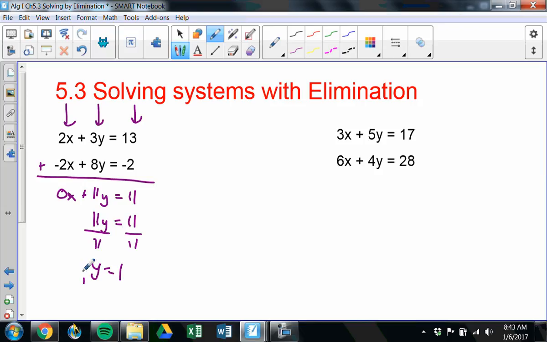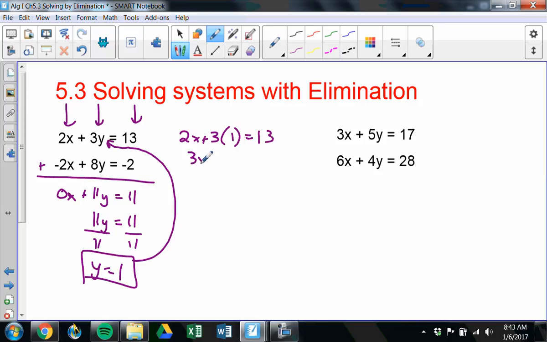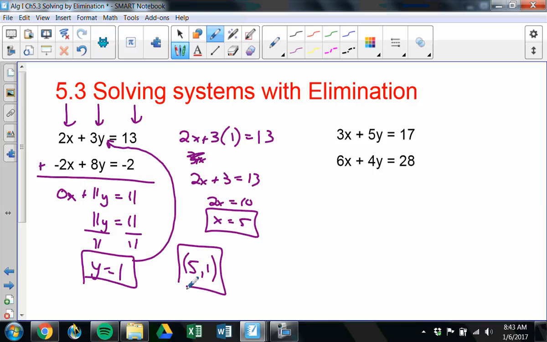Now I take that value for y and plug it back into either of my equations. It doesn't matter which one. I'll pick the top one because the numbers are smaller. 2x plus 3 times y equals 13, but I know that y is 1. So 2x plus 3 equals 13, so 2x equals 10, and x equals 5. My solution is the point (5, 1). I can check that. If I plug in 5 for x and 1 for y, I get 10 plus 3 is 13, and negative 10 plus 8 is negative 2, so those both check.